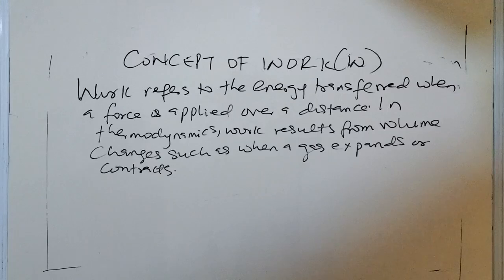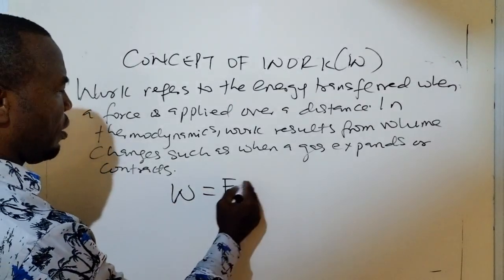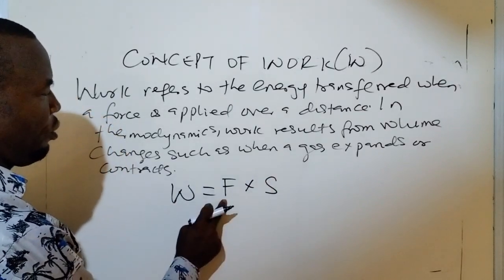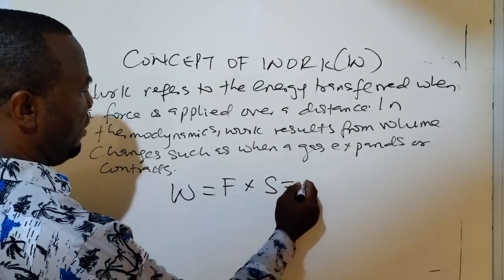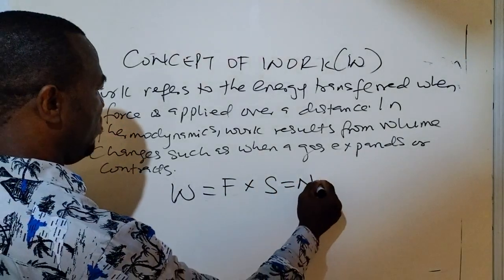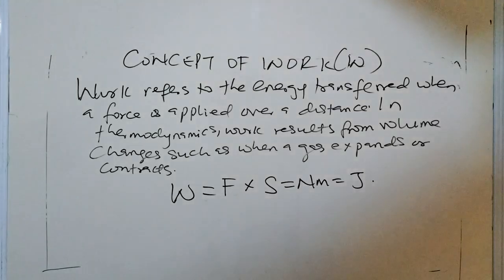So work can be obtained using, in your elementary physics, as force times distance. F is force and S is distance. So the unit of force is taken as Newton, distance as meter, giving you the joule. So work is taken as force times distance.